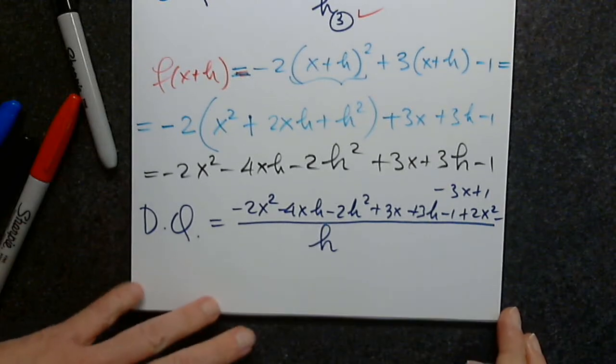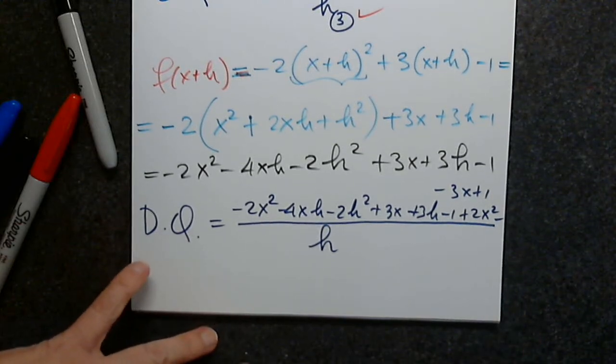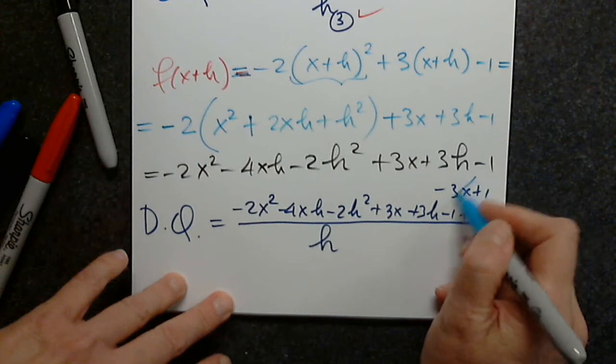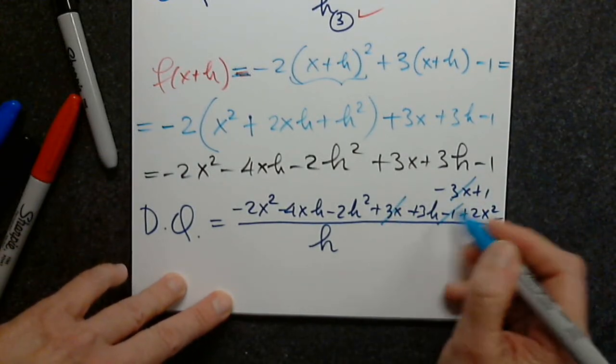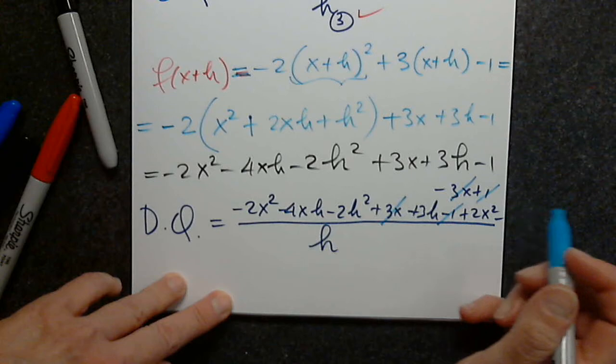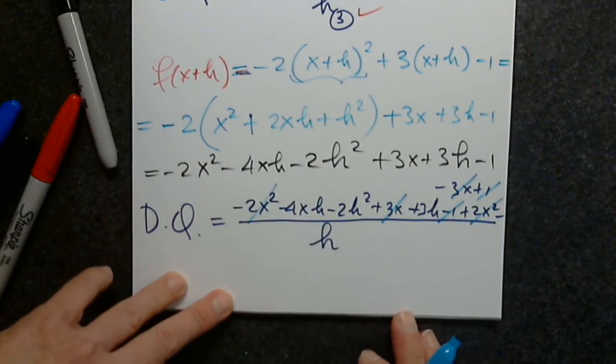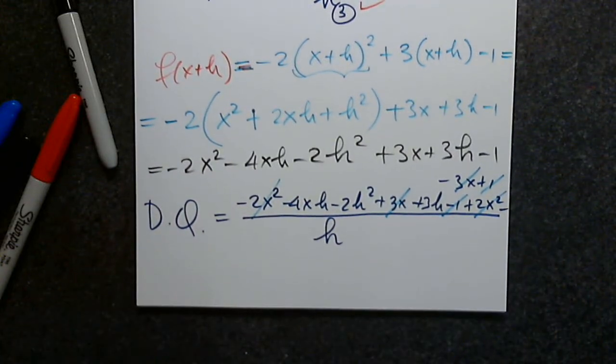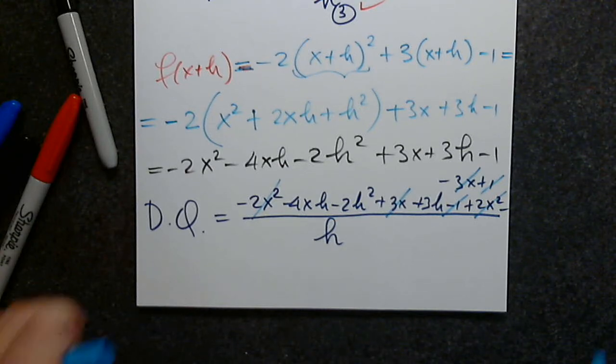Okay, what has to happen? First step, all terms without h must go away. Okay, negative 3x with positive 3x, negative 1 with positive 1, positive 2x squared with negative 2x squared. So the first condition was fulfilled, all terms without h are gone. Now, how many terms are left in the problem? 3 terms. They all have what in common?